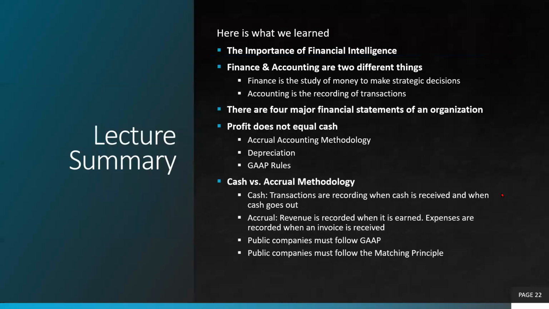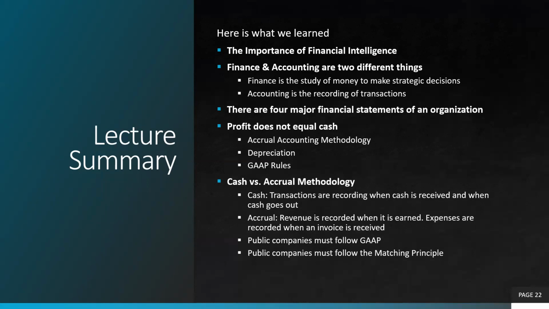So in summary, we've learned the importance of financial intelligence. We've learned that finance and accounting are 2 different things. Finance is the study of money to make strategic decisions, and accounting is the recording of transactions to create financial statements. There are 4 major financial statements of an organization, but for this course, we're going to cover 3 of them: the income statement, the balance sheet, and the cash flow statement. We have discovered that profit does not equal cash, and some of the reasons why are the accrual accounting methodology, depreciation, and other GAAP rules that are set in place. And then the cash versus the accrual methodology.